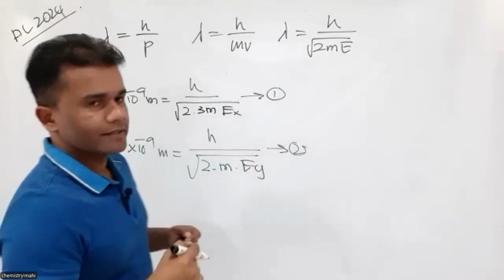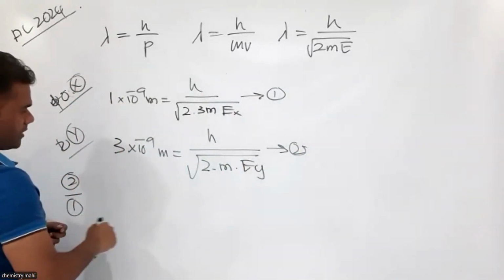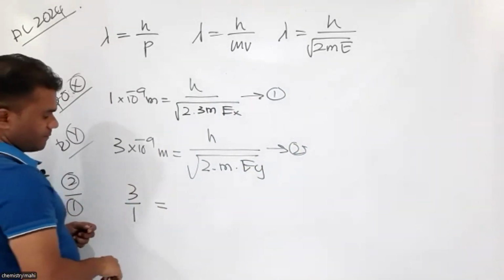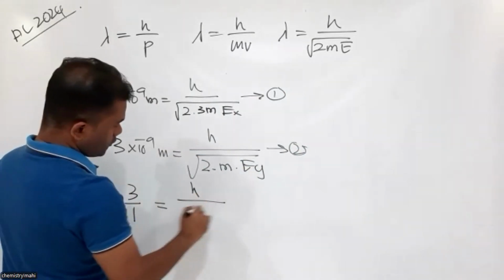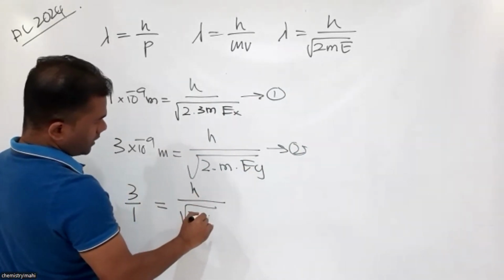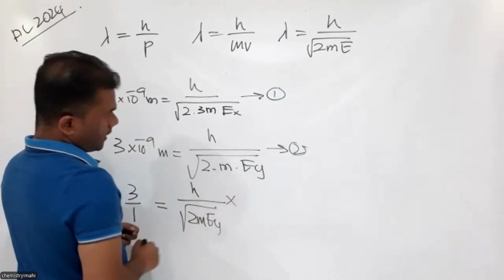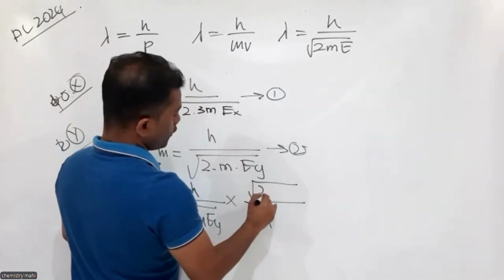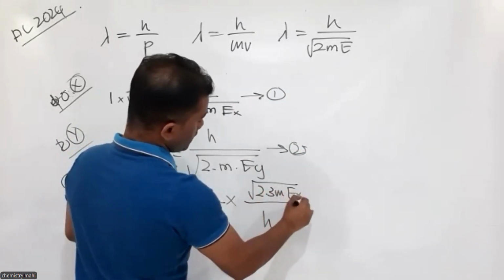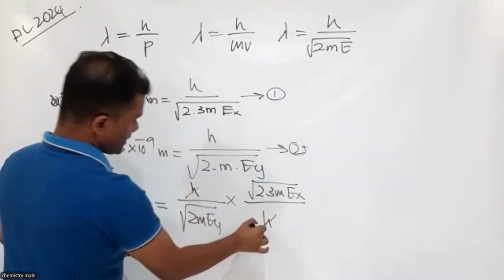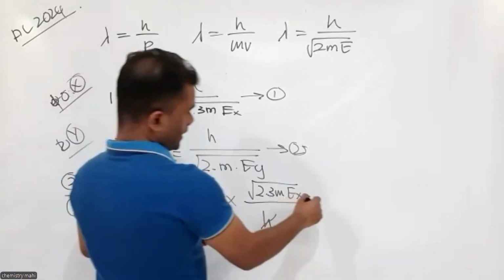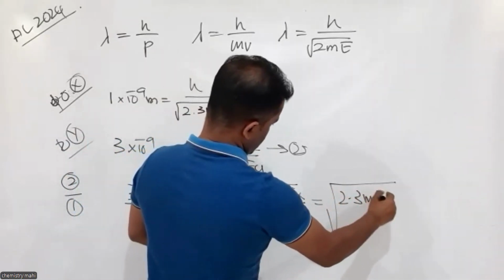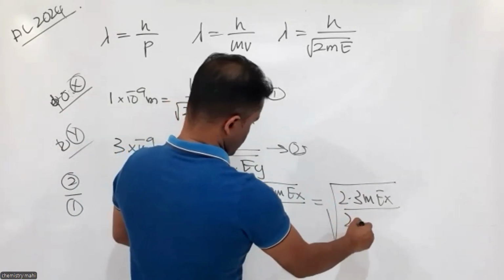These are kind of easy ways to get the answers. Second one by third one means it's 3 over 1. Everything cancels, meter cancels, -9 cancels. Second one means h over root 2M EY multiplied by, this becomes upside down, h over root 2 into 3M EX. That's what we have. But h and h cancel out. So it becomes 2 times 3M EX over 2 times M EY.